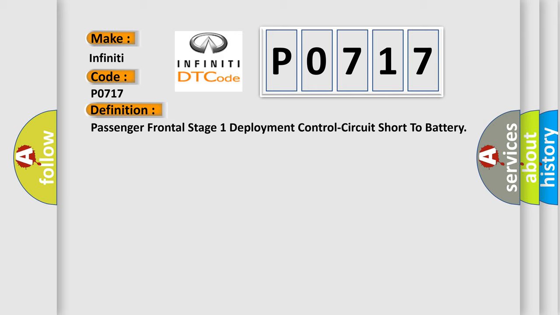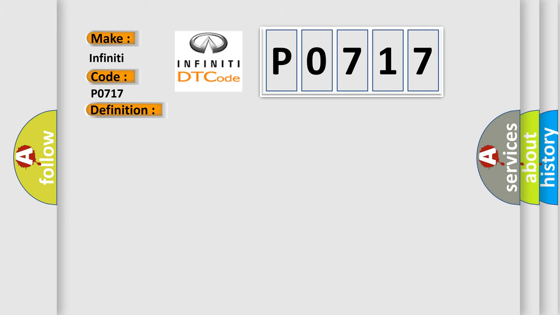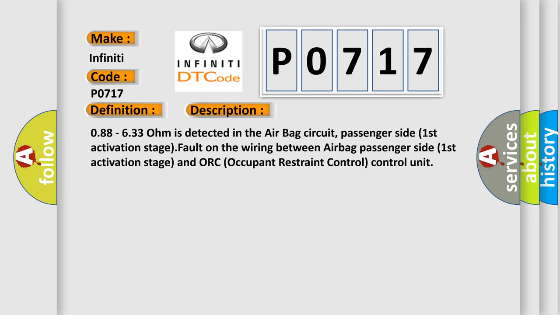And now this is a short description of this DTC code. 0.88633 ohm is detected in the airbag circuit. Passenger side first activation stage fault on the wiring between airbag passenger side first activation stage and ORC occupant restraint control unit.